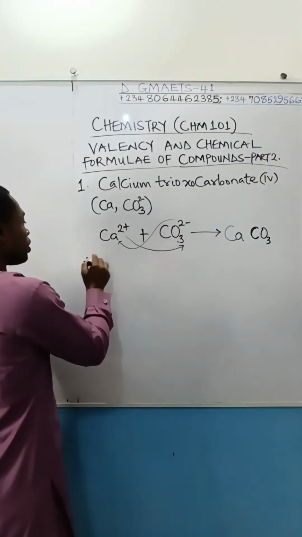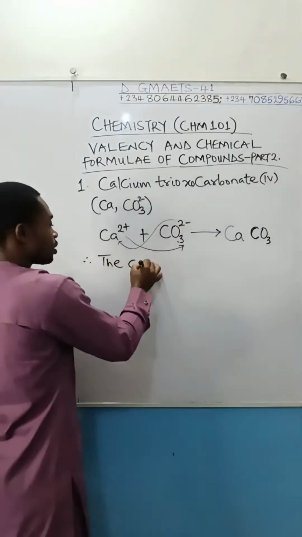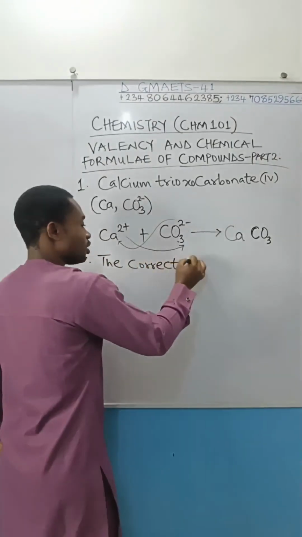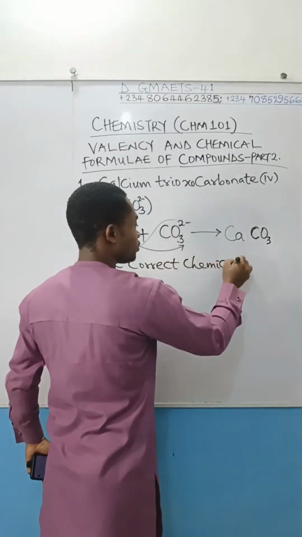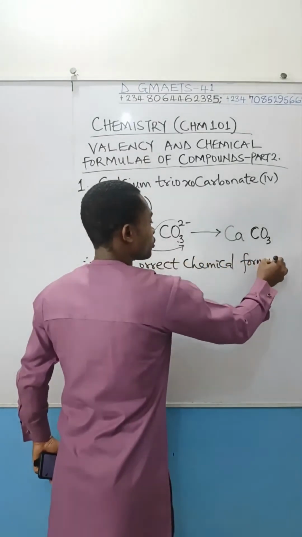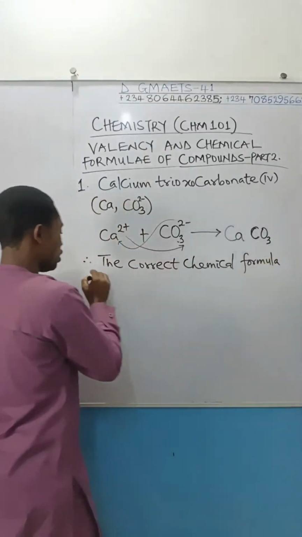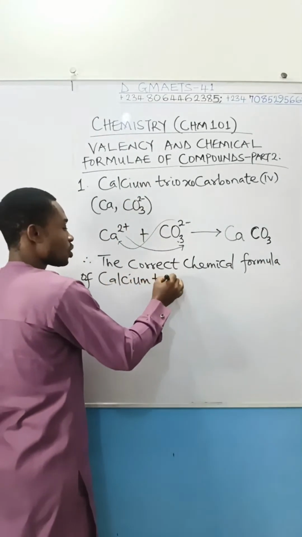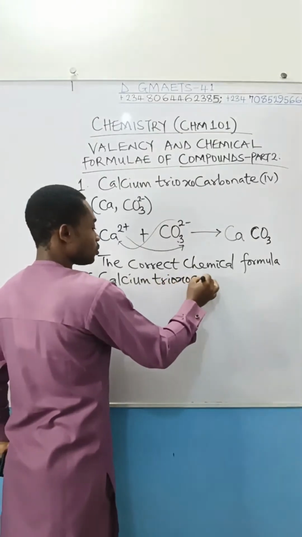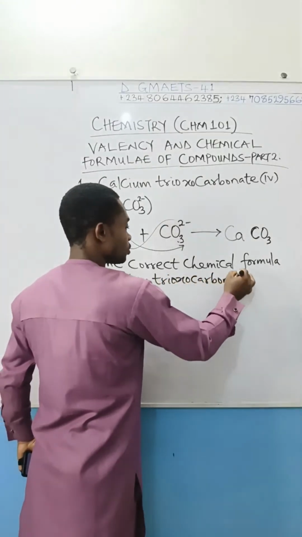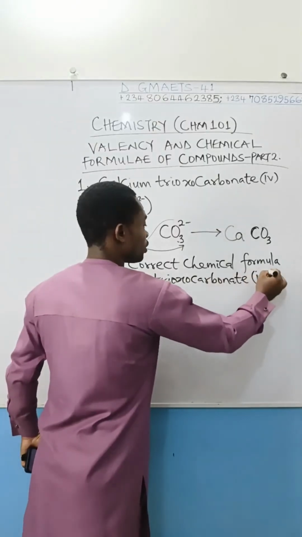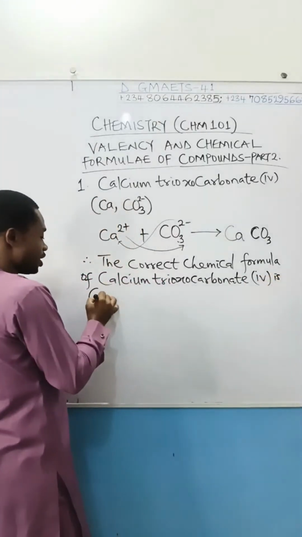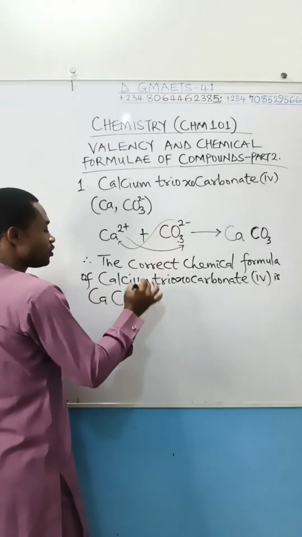Therefore, the correct chemical formula of calcium trioxocarbonate 4 is CaCO3.